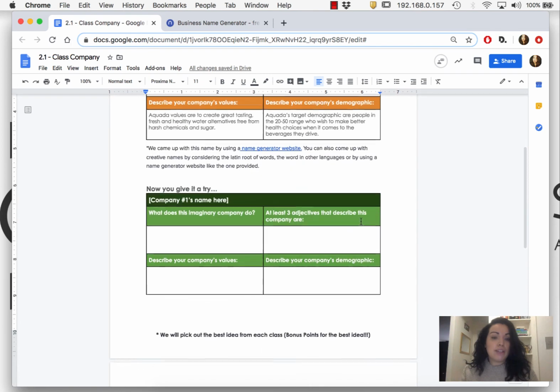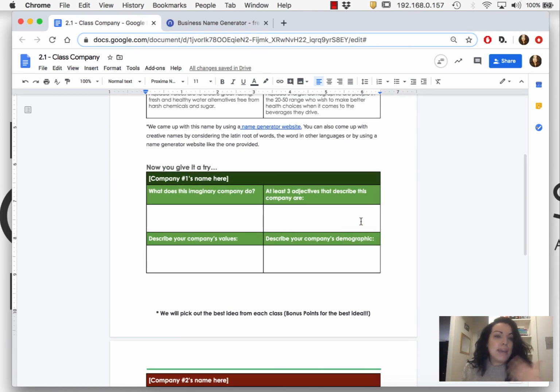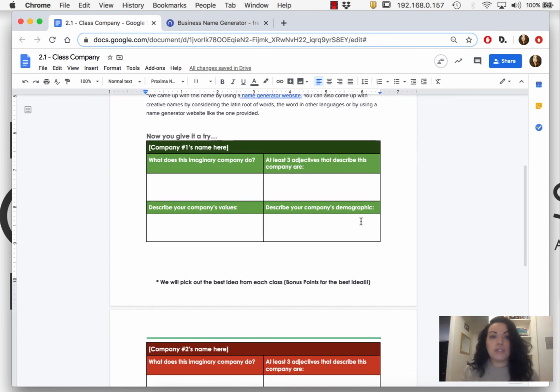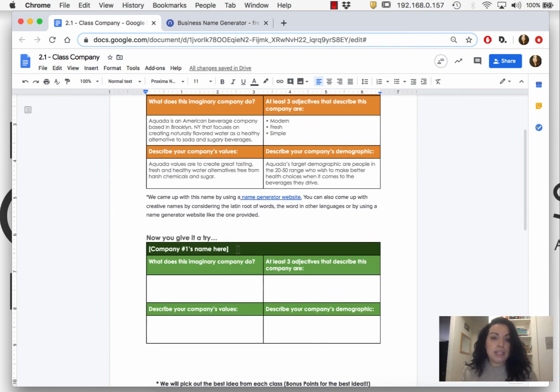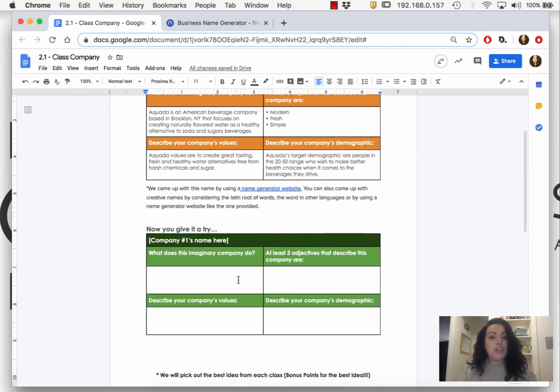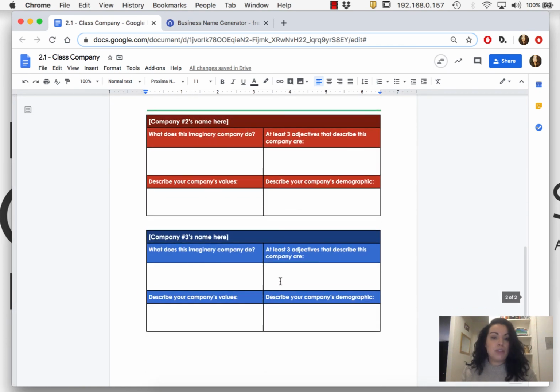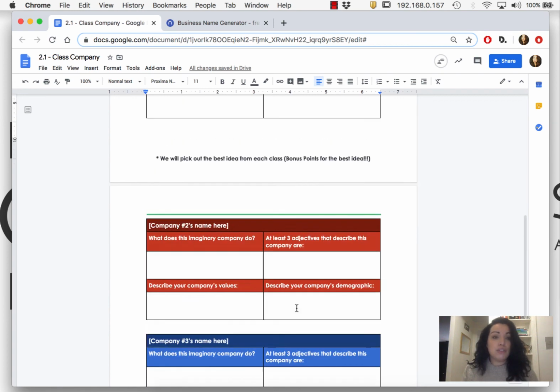So you're going to try this out with 3 companies. Make them up. Think about products or services that your company can offer. Right? It doesn't necessarily have to be a product. It can be a service, like maybe it's food delivery or something of that nature. You're going to come up with 3 different examples, and you're going to fill in the information. Again, this is imaginary, so get as creative as you can.